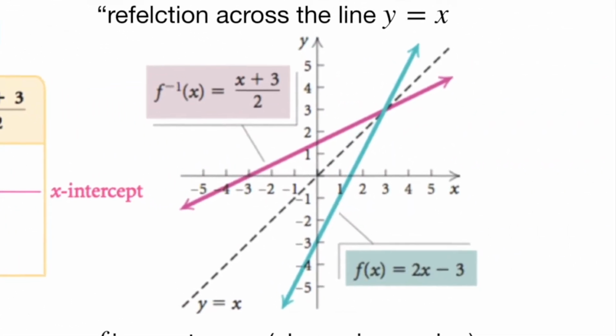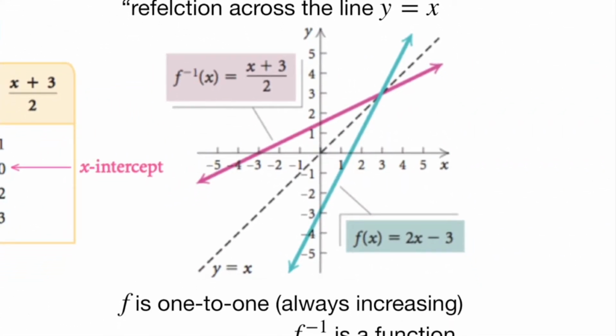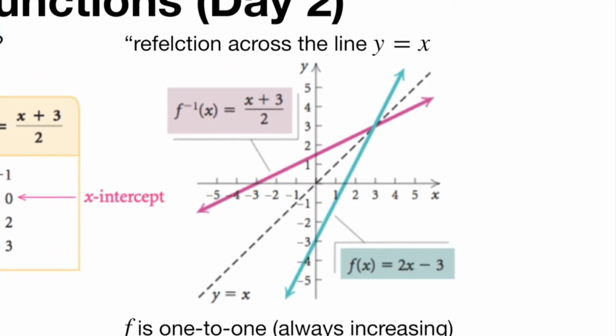And then if you looked on a graph and plotted those points, you can see here's the original 2x minus 3, and here's the inverse, x plus 3 over 2. What you'll notice is that they're reflections of each other across the line y equals x. The line y equals x is like a mirror right here, and what used to be on this side now gets flipped over to the other side.